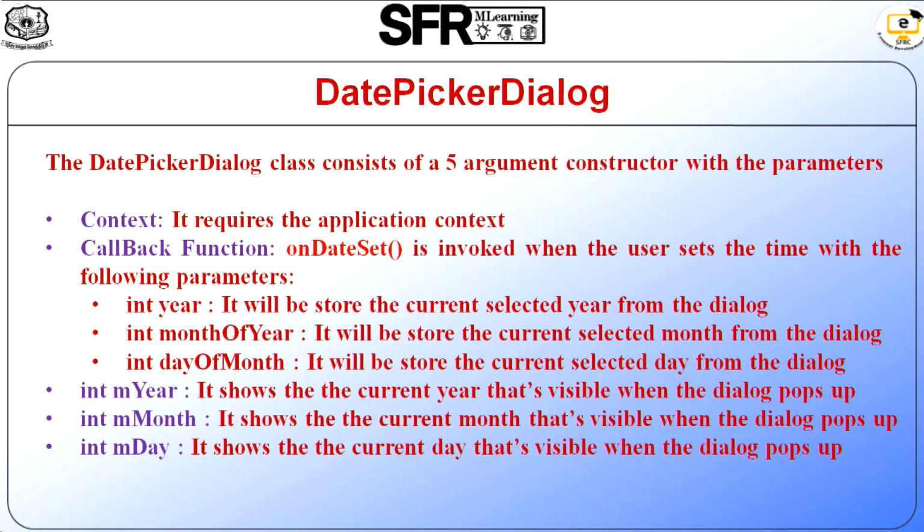Like the time picker control, the date picker control also consists of 5 arguments as parameters for its constructor. Here also there are the same context and callback function, but it takes year, month and day as parameters. The callback function used in this date picker dialog is onDateSet. The onDateSet function can take year, month of year and day of month as parameters.